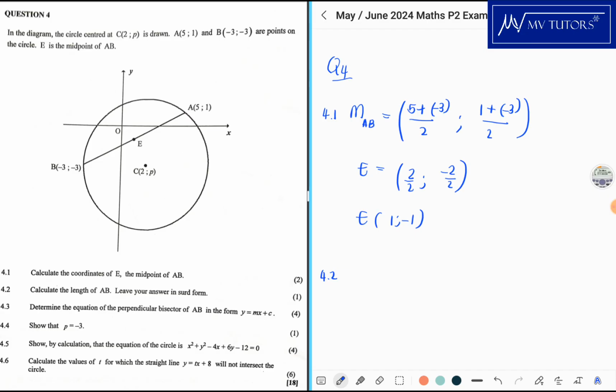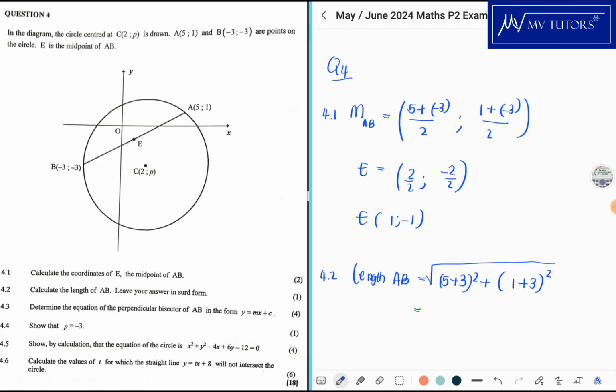All right, leave your answer in surd form. So length AB, I'm going to use the distance formula. So the x-coordinate of A is 5. The x-coordinate of B, -3. So that's just going to be 5 plus 3. Y-coordinate of A is 1 minus -3. So that's just plus 3. And we're going to square that and put all of that under a square root.